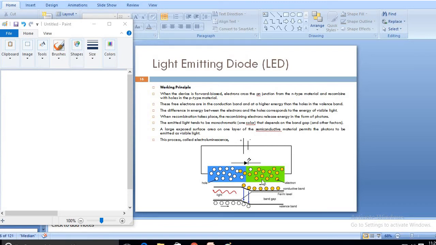And a large exposed surface area on one layer of the semiconductor, either a p or n type semiconductor material, should permit the photons to be emitted as visible light. This process I need to call electroluminescence. This is exactly the complete working principle of the LED.